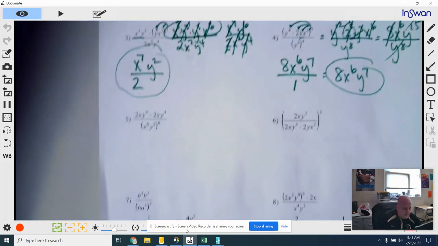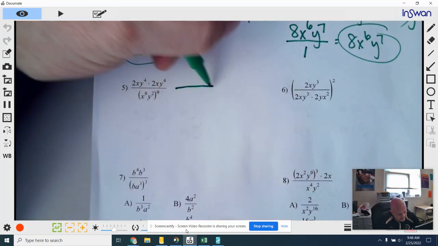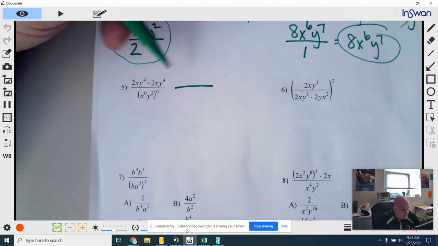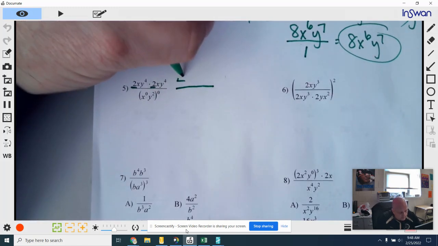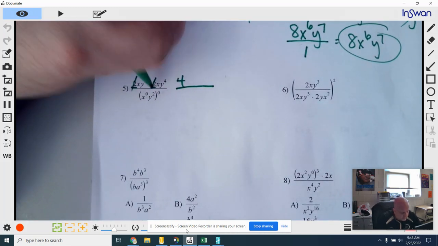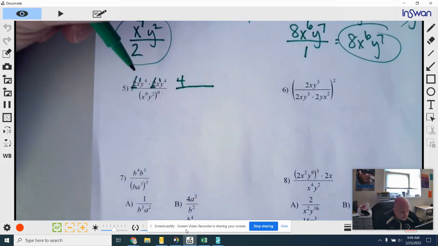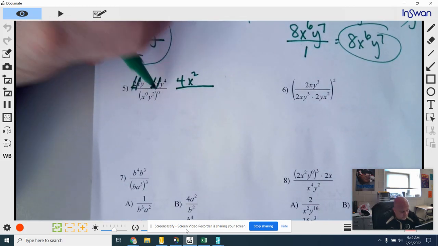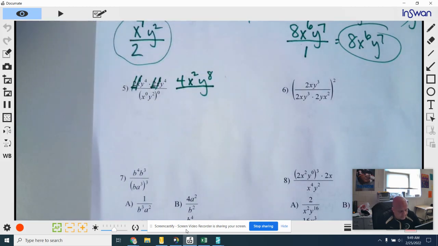Okay, number 5, we got, all right, up top, I'm going to go ahead and simplify these all together because there's nothing to a power up top. So I see my whole numbers. I got 2 whole numbers here. 2 times 2, 4. Cross those off. X's, you got 1 x here, another x there. 1 and 1 gives you 2. And then your y's, you got 4 and 4 gives you 8.